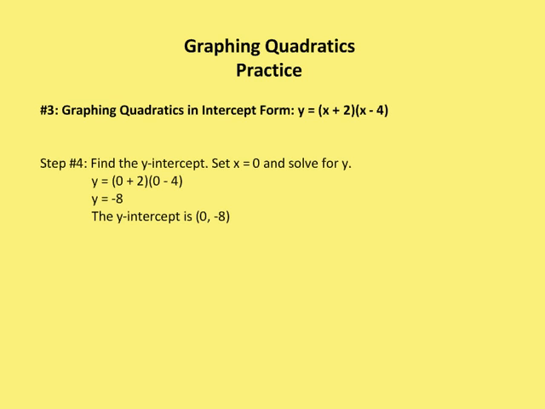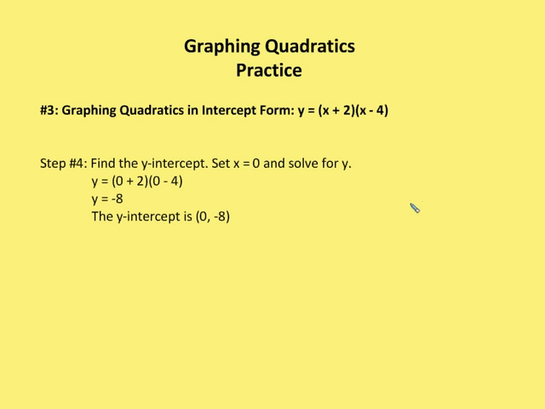All right, so step number 4 is to find the y-intercept. Again, you have to be careful. There's no identified c value, so we can do one of two things. We can rewrite this quadratic in standard form and use a c value, or simply we can set x equal to 0 and solve for y.